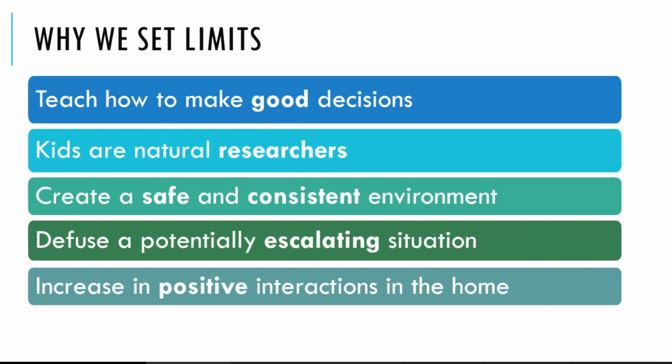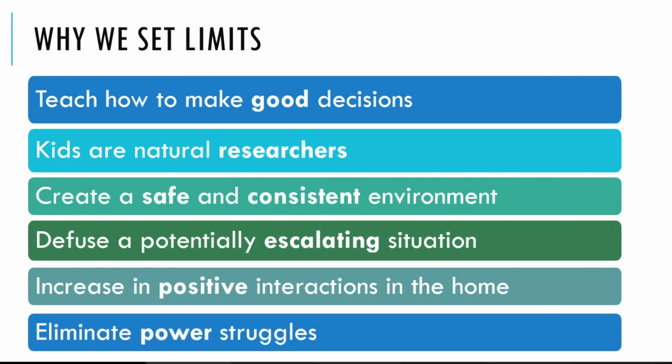Increase in positive interactions in the home. When we do that, we're teaching them that just because I said no doesn't mean that there has to be a bad relationship here. It just eliminates those power struggles at the end. So if the behavior is an issue in the home, it is important that all adults in the family are consistent. We need to all be on the same page. We want it to look the same from every parent or every adult in the house when we're imposing those limits.